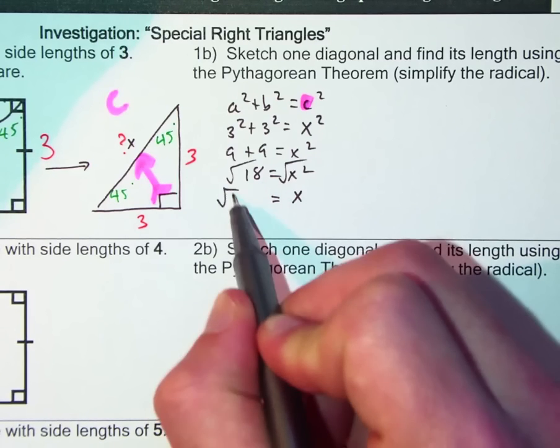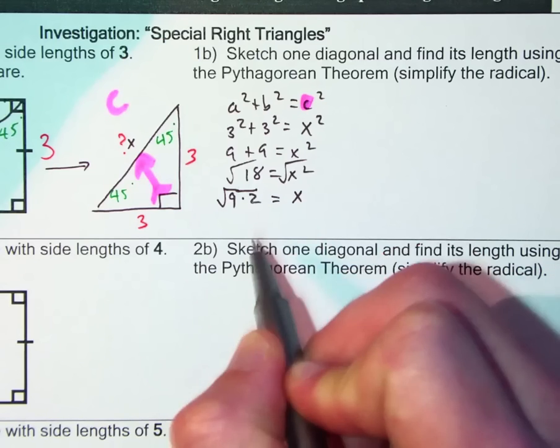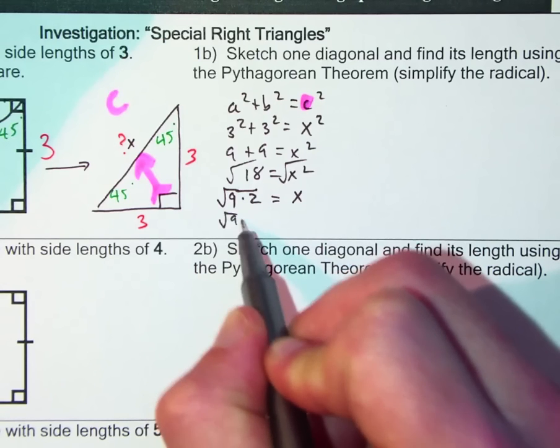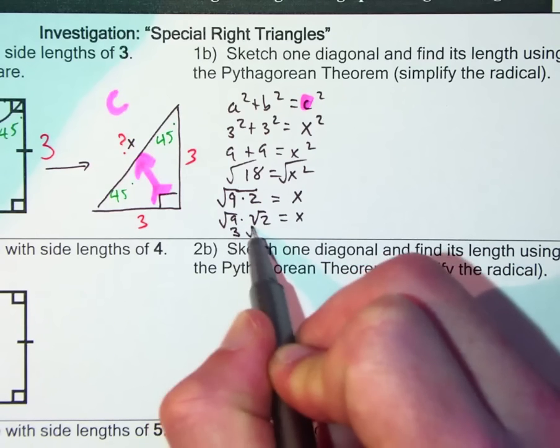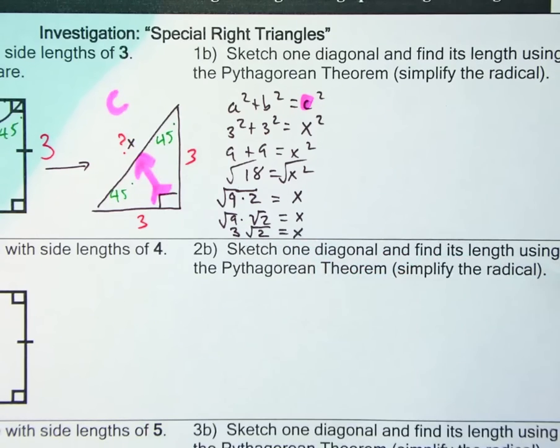But I can reduce that into the square root of 9 times 2, which is really just the square root of 9 times the square root of 2. And the square root of 9 is 3. I don't know the square root of 2. 3 square root of 2 is the answer.